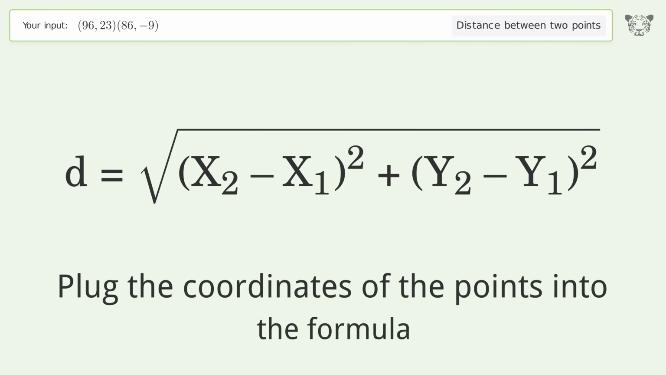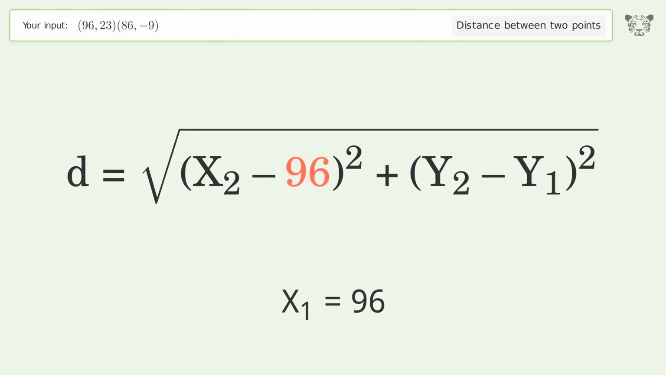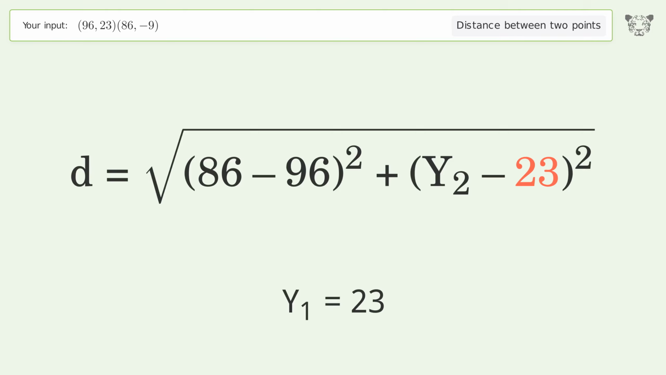Plug the coordinates of the points into the formula. x1 equals 96. x2 equals 86. y1 equals 23. y2 equals -9.